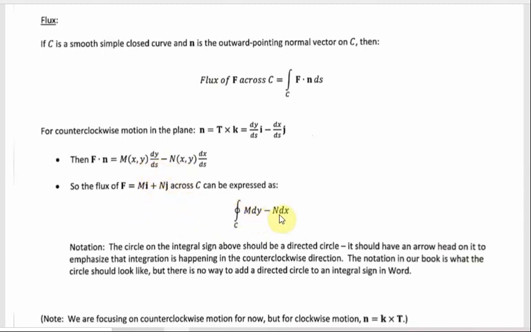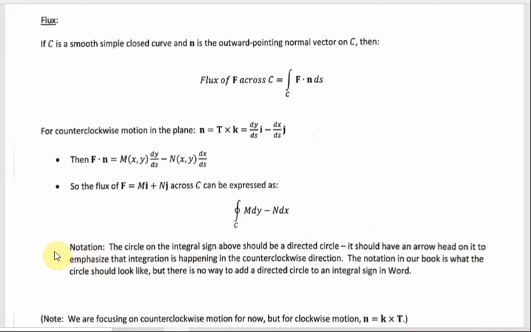So you end up here, and then the notation is a little bit different. I couldn't get it to look the way it's really supposed to, because the circle in the middle of the integral sign is supposed to have a little arrowhead on it to indicate that we're going in the counterclockwise direction. That's just there to emphasize the direction that the integration is happening in.